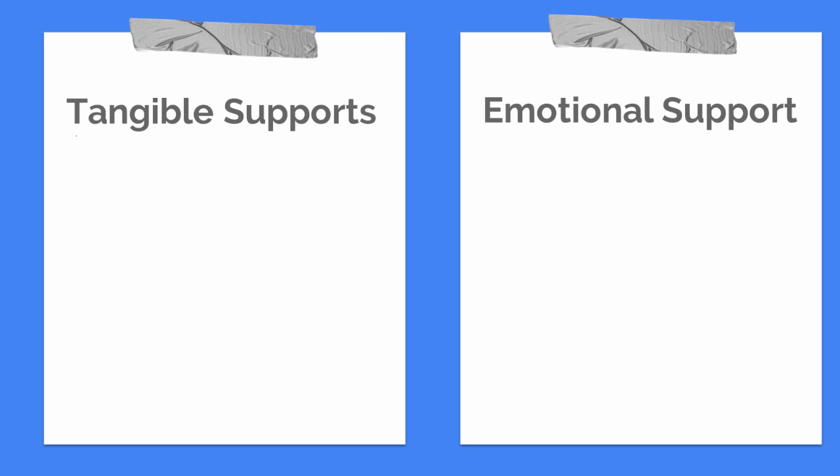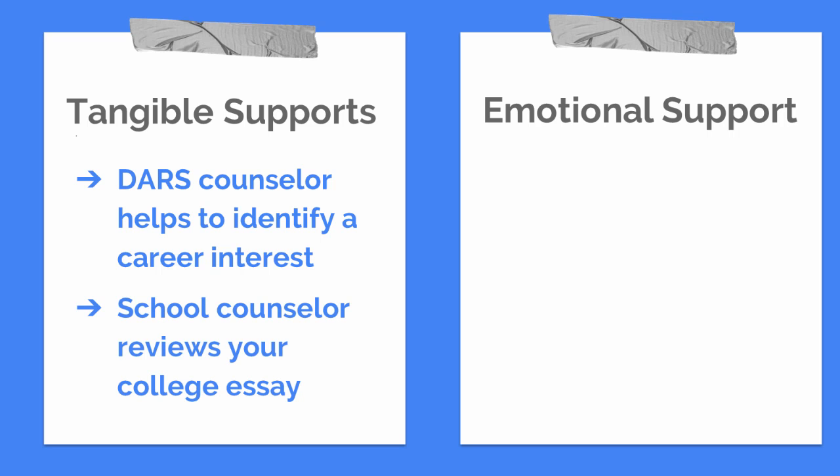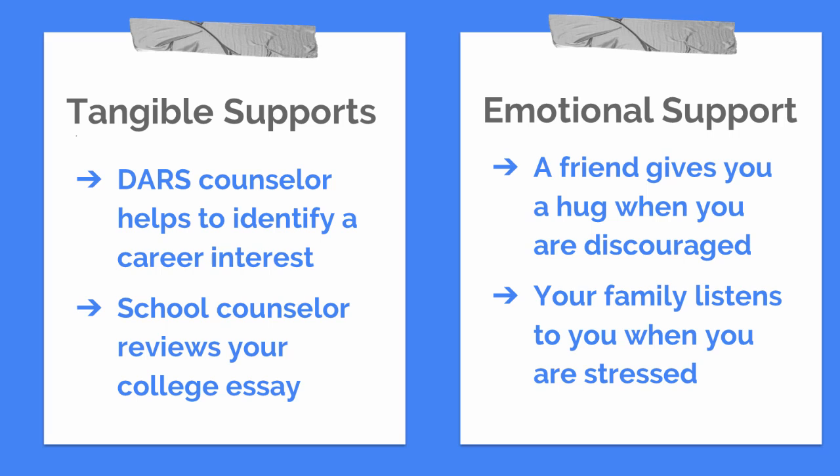Tangible support is the concrete way others can support you. Support can come in the form of financial assistance, goods, or services. Examples of tangible supports can be a career coach or DARS counselor assisting you with identifying your career interest, or a school counselor reviewing your college essay. A friend who provides you with a hug when you are discouraged or your family listens to you when you are stressed are examples of emotional support. This type of support involves empathy, love, trust, and caring from others. Don't let challenges and obstacles prevent you from succeeding. Accept the fact that everyone needs support.